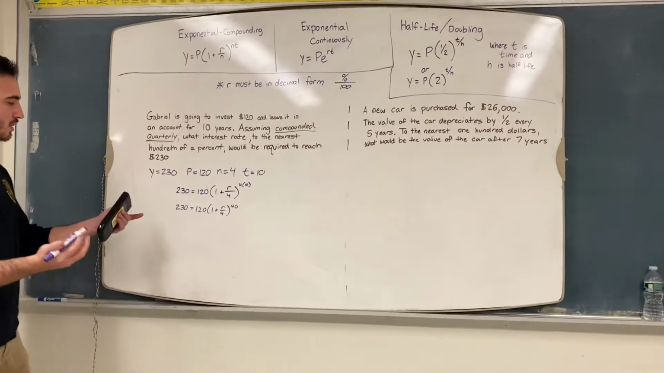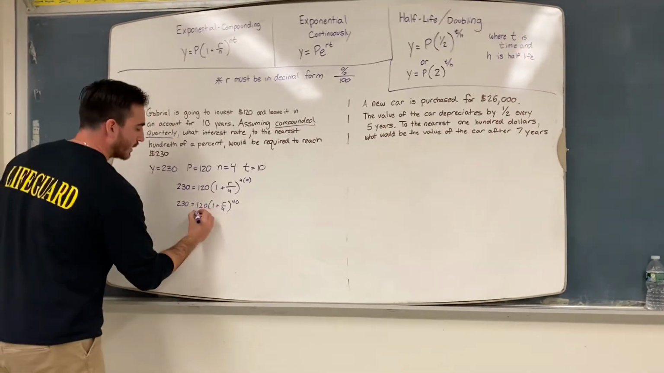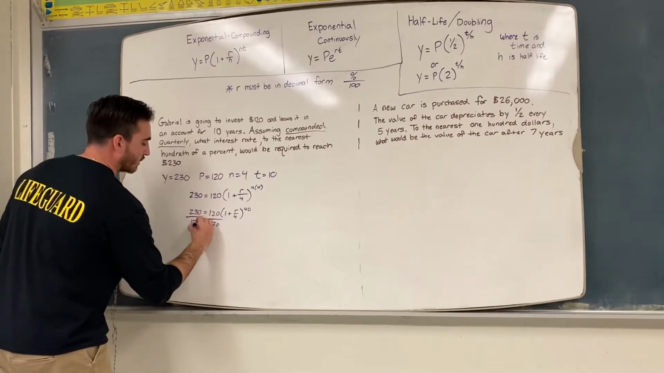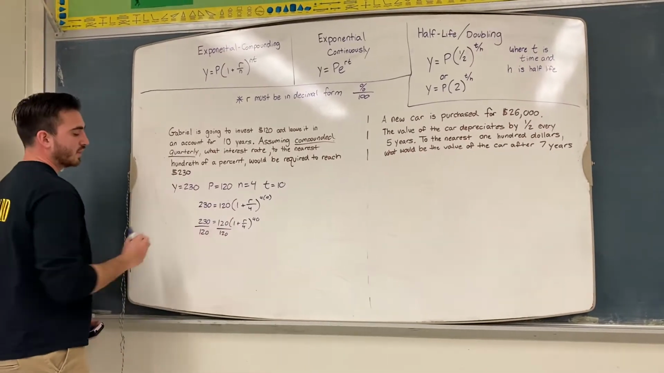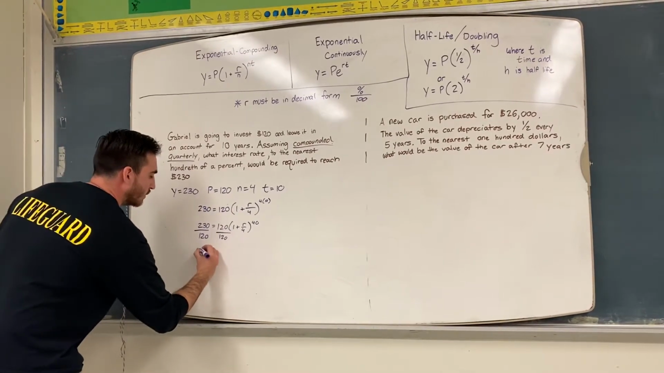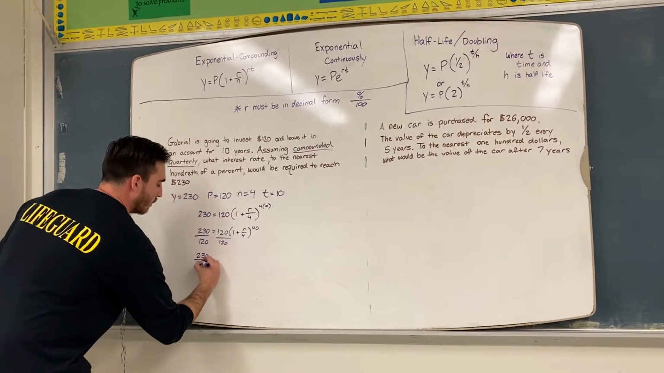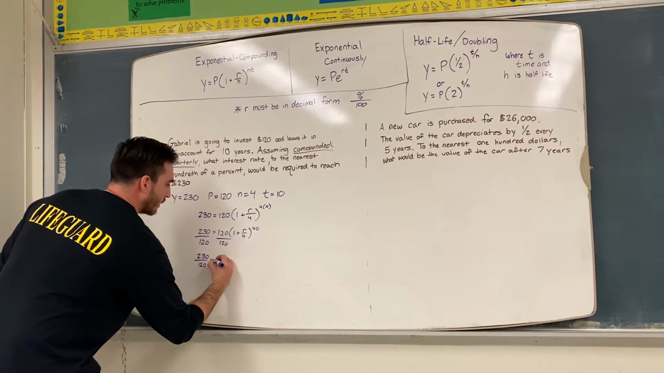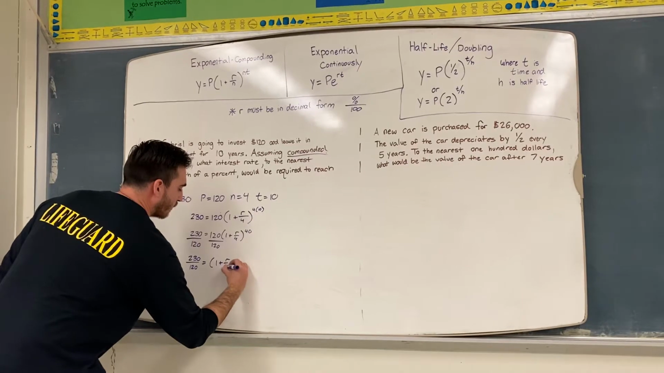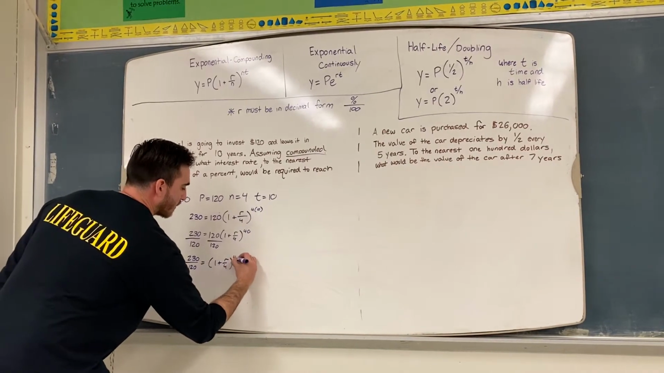And now just like when we're solving time before, we're going to get rid of this 120 first and divide out the 120. Do not convert this to a decimal yet. Please just leave it. So this is going to give you 230 over 120 is equal to 1 plus R over 4 to the 40th power.